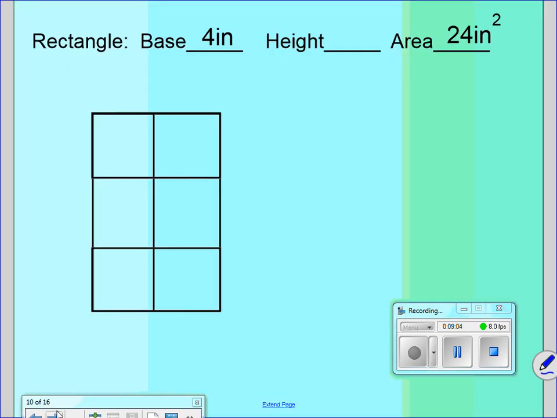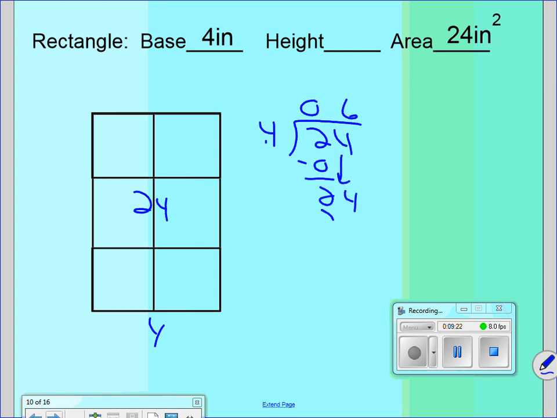My base is a 4. Base is 4. My area is 24. What number times 4 gives me 24? Another way to do this is 24 divided by 4. I was in there 6 times. 6 is my height.